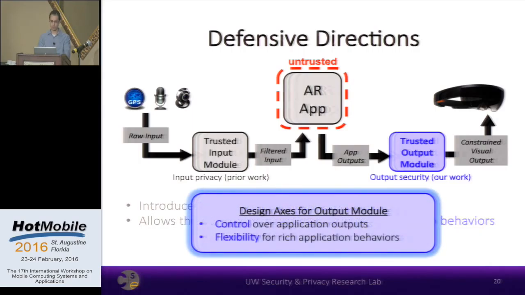We also propose two broad axes along which such a module should be designed. The first being control, or how much power the OS has to constrain application outputs, and the second being flexibility, or the ability of the OS to support a diverse set of rich application behaviors. And to flesh out the design space of visual output modules at a high level, we will first consider two natural strawman approaches, followed by our proposed direction.